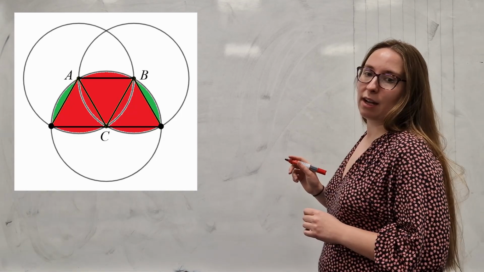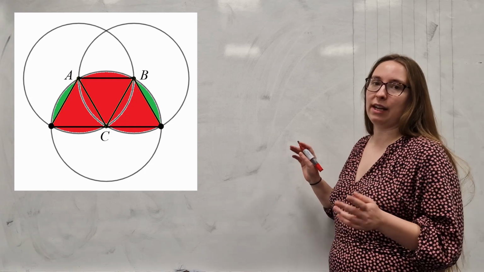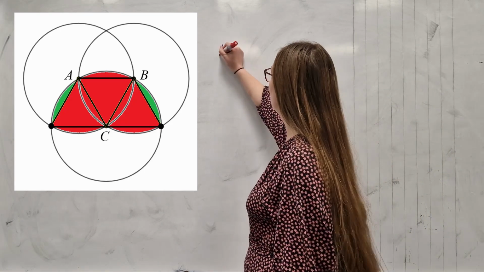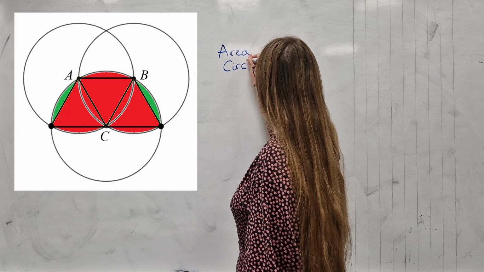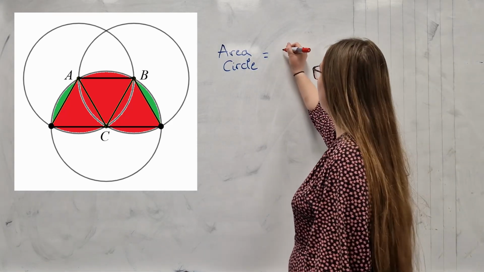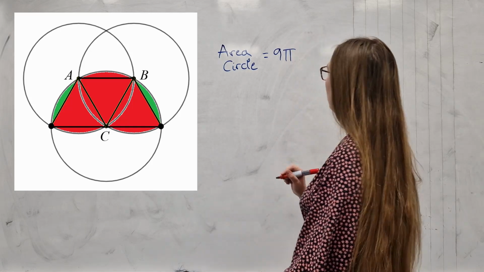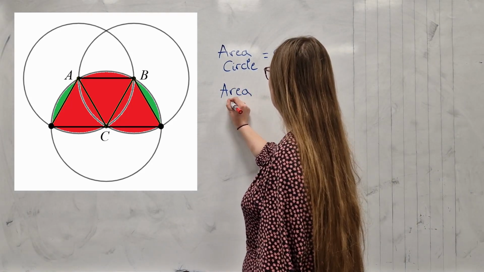In order to work out the area of a sector, first off, we're going to need to work out the area of the circle. So the area of a circle, we know, is pi r squared. We know that r is 3, 3 squared is 9, so 9 pi. Okay. So now we can work out the area of the sector.